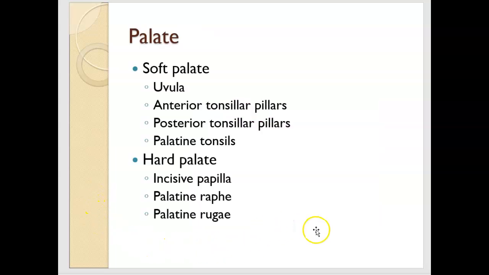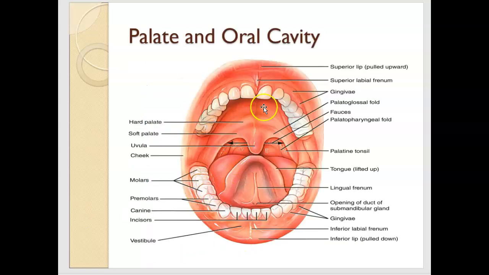On the palate, we have a soft palate, uvula, the hard palate, incisive papilla, palatine raphe, and palatine rugae. The raphe is the line that goes from the uvula through the midline, and the palatine rugae are the vertical folds on the hard palate. We have the hard palate and the soft palate.